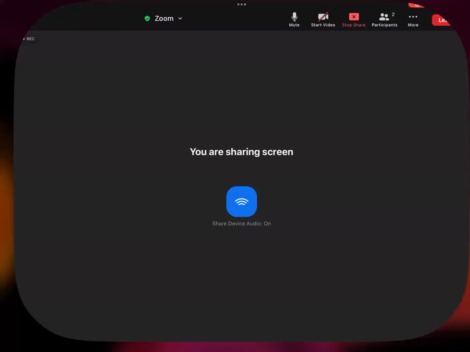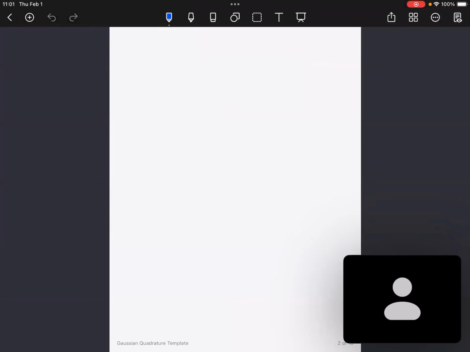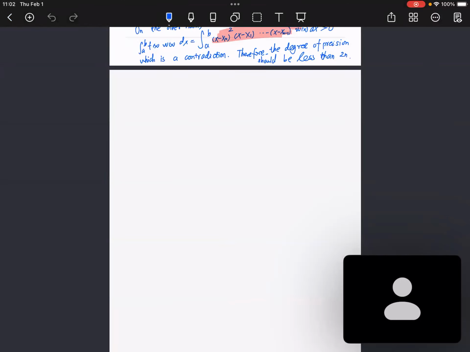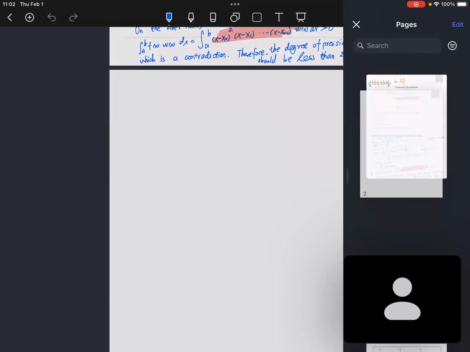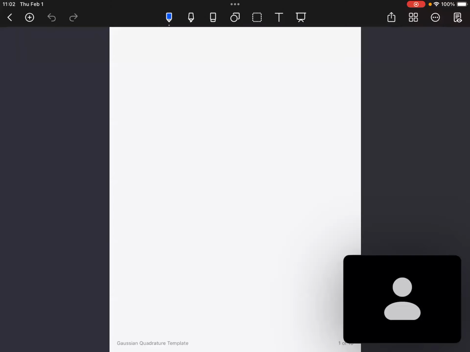So, welcome back to our class, and today we are going to continue our discussions on the Gaussian quadratures. Let's first take a look at what we have already found out last time. Last time we got one important theorem.